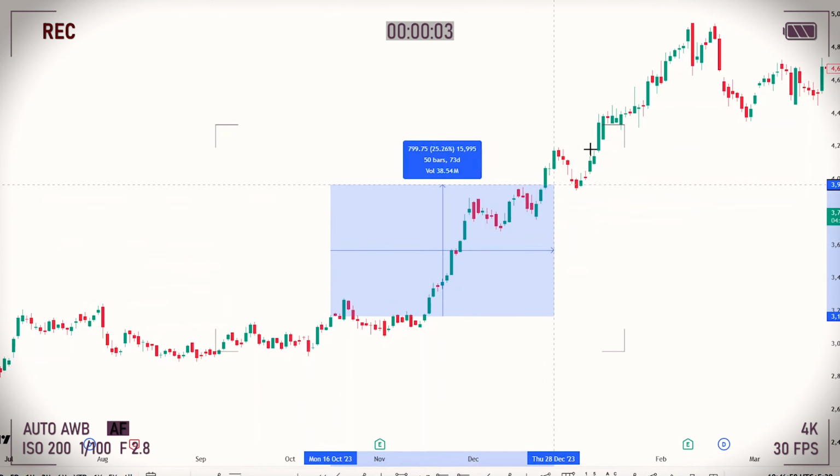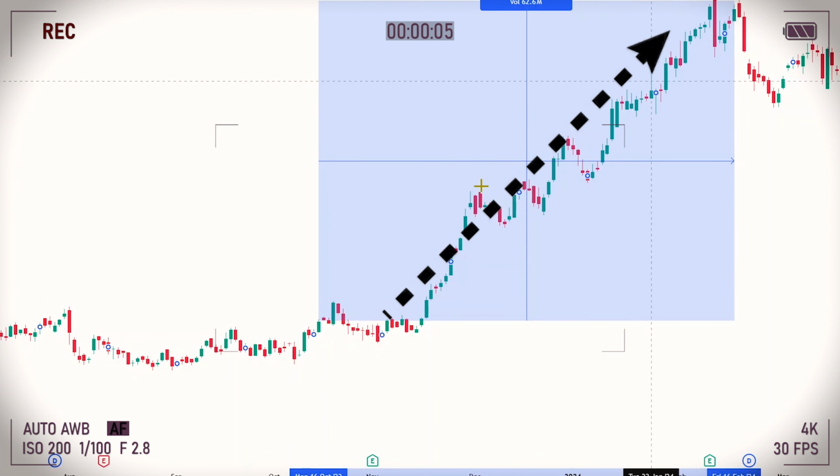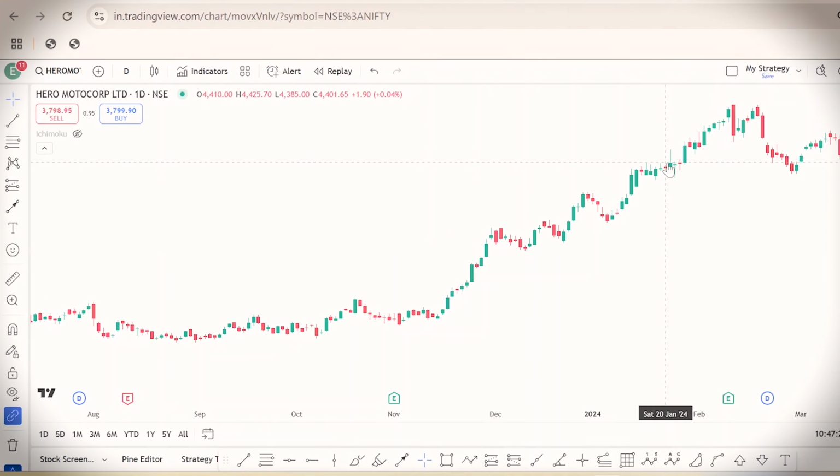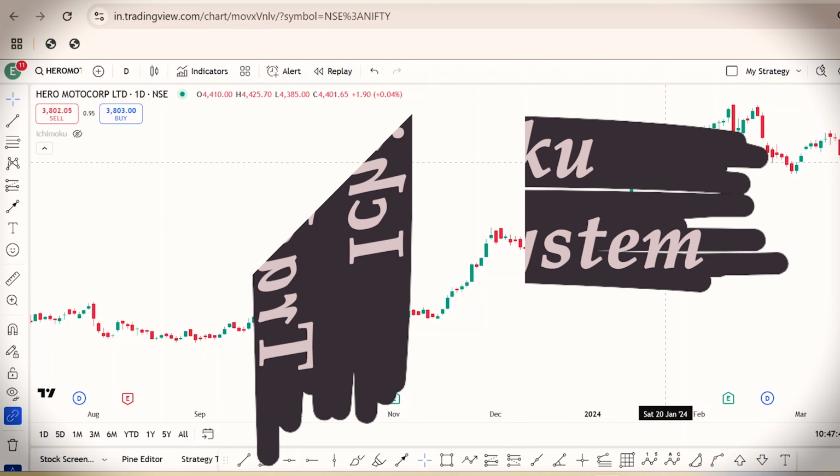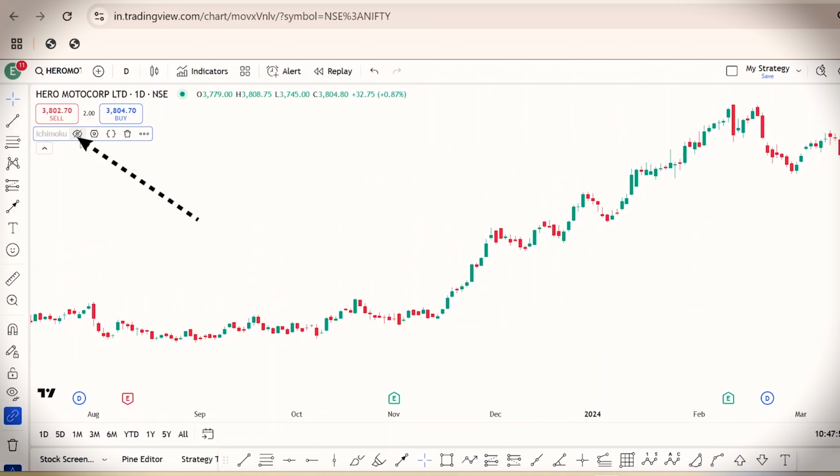You observe this stock, it's given 55% momentum in just a few months' time. In today's video, by using the Ichimoku trading system, let's decode one of the best trading systems to capture the big moves. So let me add the indicator first.